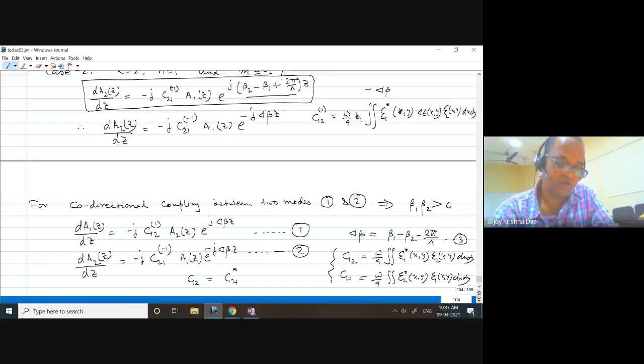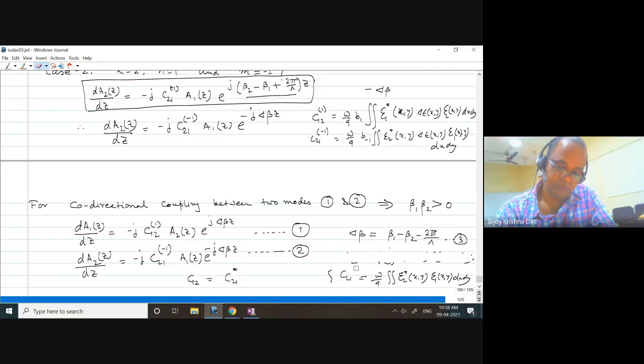Exactly, otherwise it is a huge mistake. And C21 should be equal to omega by 4. So you have to take the minus Fourier coefficient, minus direction, minus harmonics. So it will be written as E2 star xy delta epsilon xy and E1 xy dx dy. That is C12. But one thing is clear, I think this thing should not be there.